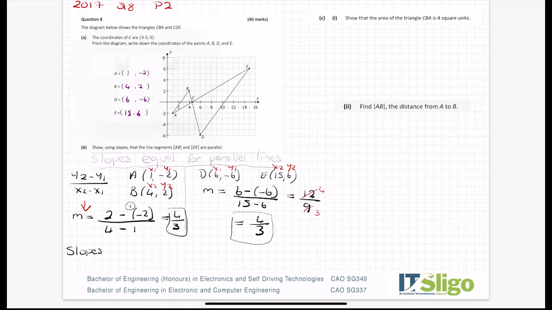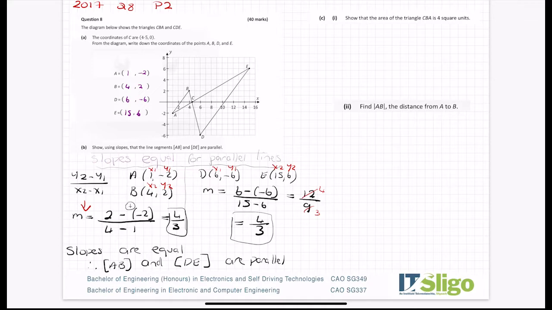This line is very important because it shows that you understood the question. Okay, without it, one could argue you haven't answered the question. Now this line of text does help. Slopes equal for parallel lines. So slopes are equal, therefore, give them back their own English, AB and DE are parallel. Okay, so that's that one done.